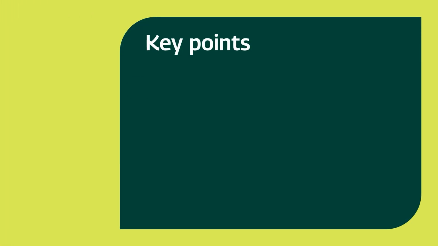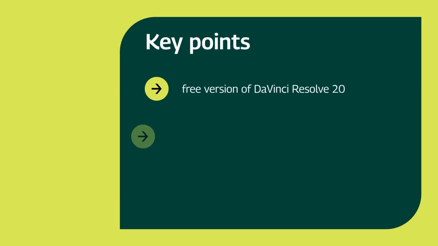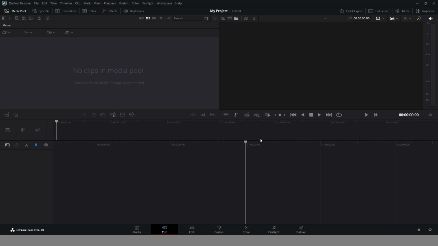I'm working in the free version of DaVinci Resolve 20. My operating system is Windows, so if you're using a MacBook, some of your shortcuts may be different. I assume you've already created a project and entered the main interface of the program. At the bottom you have 7 pages: Media, Cut, Edit, Fusion, Color, Fairlight, Deliver. Let's start by going to the Edit page.